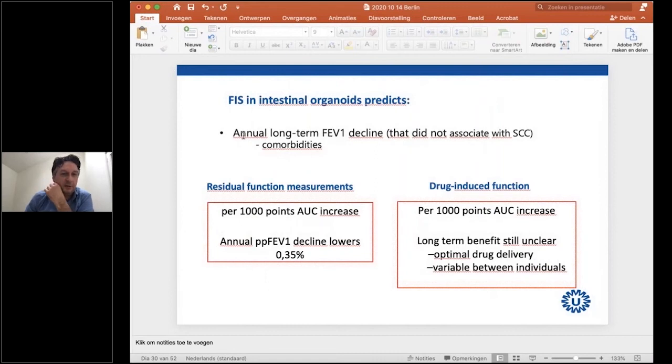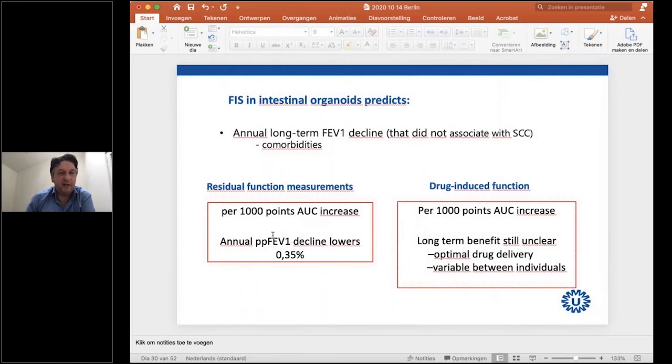So this was nice. It shows that we have an annual long-term FEV1 decline association with these organoid readouts. We also looked for association of this with the sweat chloride concentration in the cohort, but there we didn't find an association. It was a limited data set of only about 100 subjects because we didn't have sweat chloride concentration from all subjects. And I think this is perhaps a take-home measurement: for residual function in these organoids, per 1,000 units of swelling, we see the annual ppFEV1 decline lowering by about 0.35%.